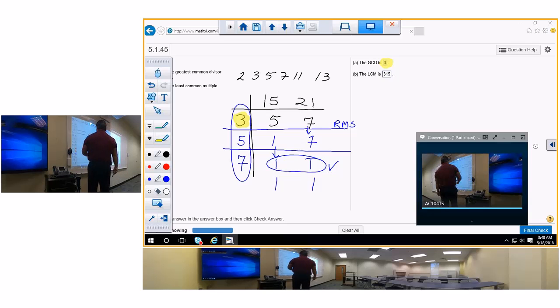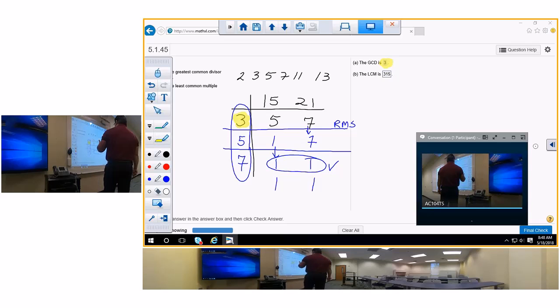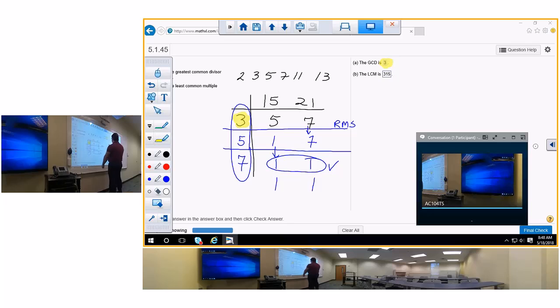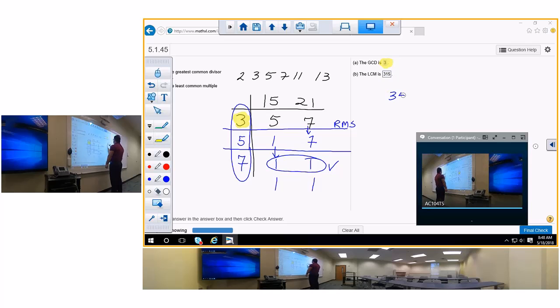Your least common multiple is, well, you can multiply it however you want to. I'd multiply 5 times 7 because that's 35. And 35 times 3 looks like 105. I don't know what 35 times 3 is, but let's check it. 35 times 3. 3 times 5 is 15. Bring up the 1. 3 times 3 is 9 plus 1 is 10. So 105 is your least common multiple.